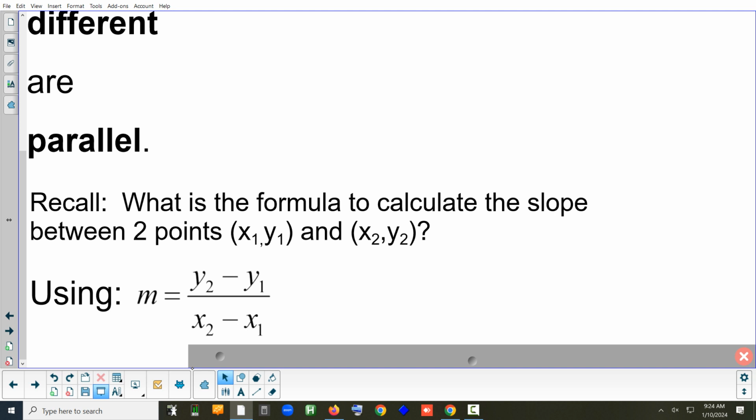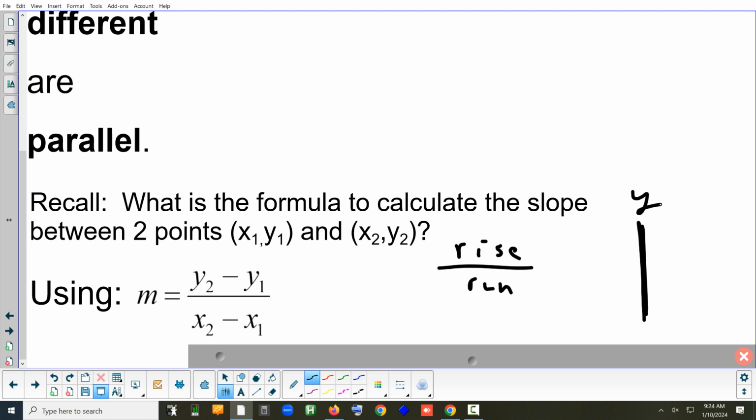Why do the Ys go on top? Because the formula is rise over run, and rise is up and down, and the y-axis is the one that goes up and down. That's why the y's are on top. Run is left and right, and the axis that goes left and right is the x. That's why the x's are on the bottom.